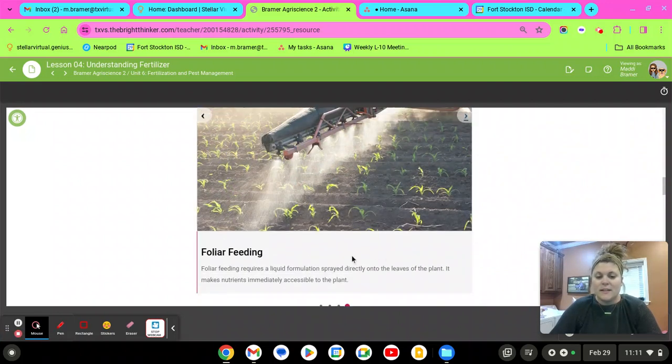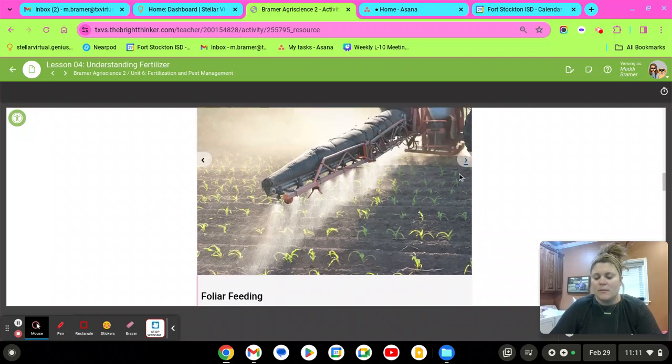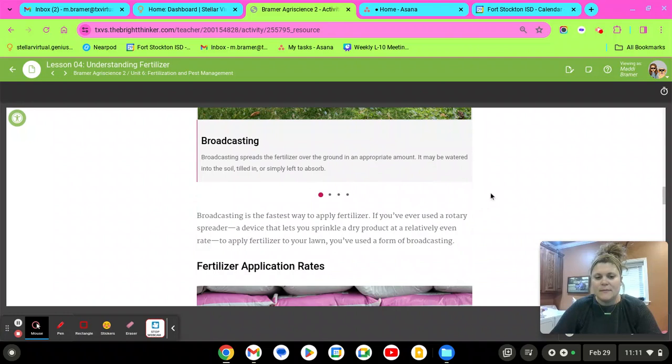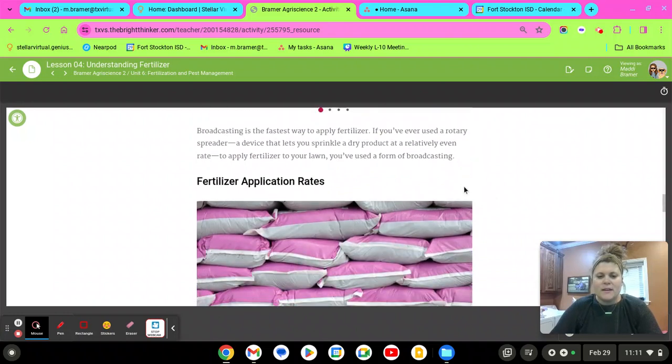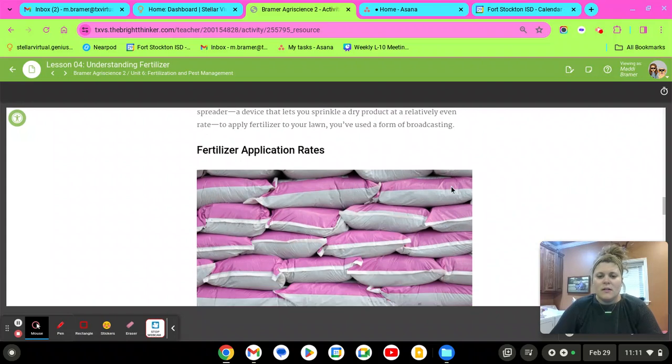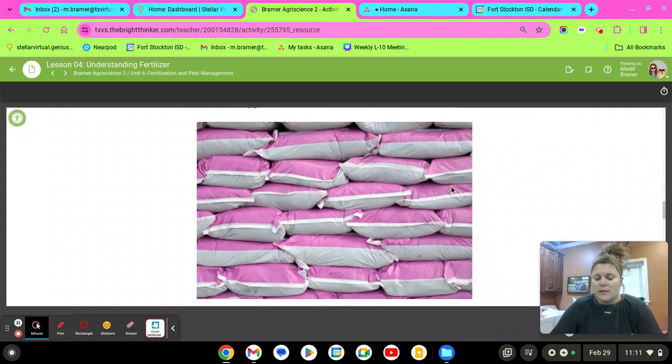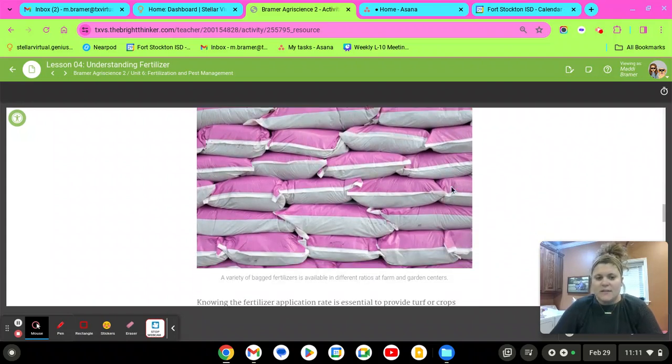Foliar feeding is a liquid formulation, and you just spray it onto the leaves of the plant. It makes nutrients immediately accessible to that plant. So those are different ways. Broadcasting is going to be the fastest way. But again, it's to fit your needs, whatever you're going to need.